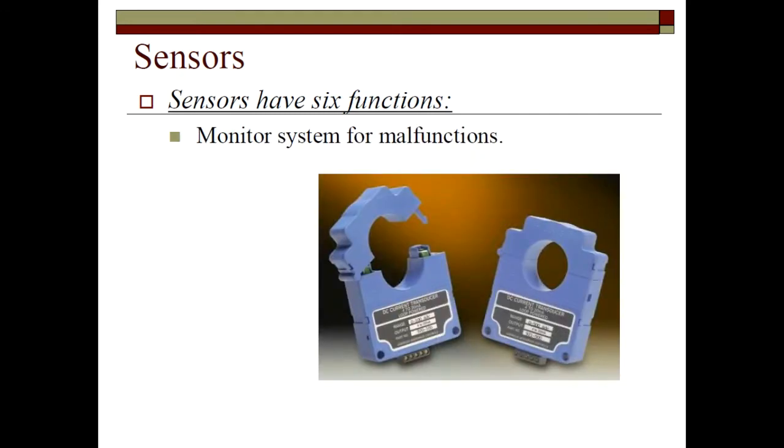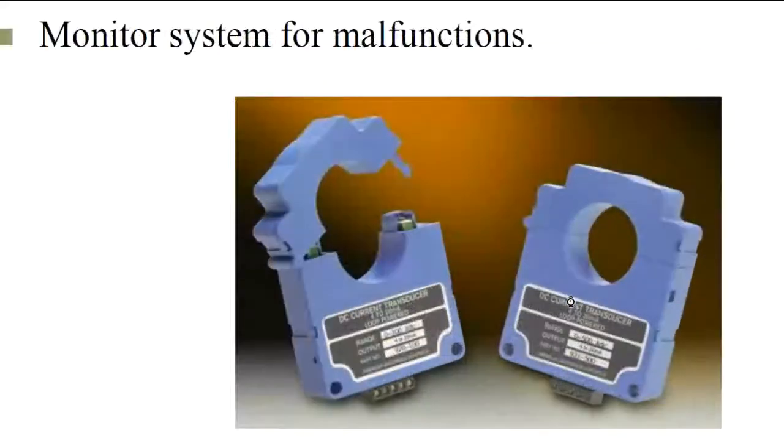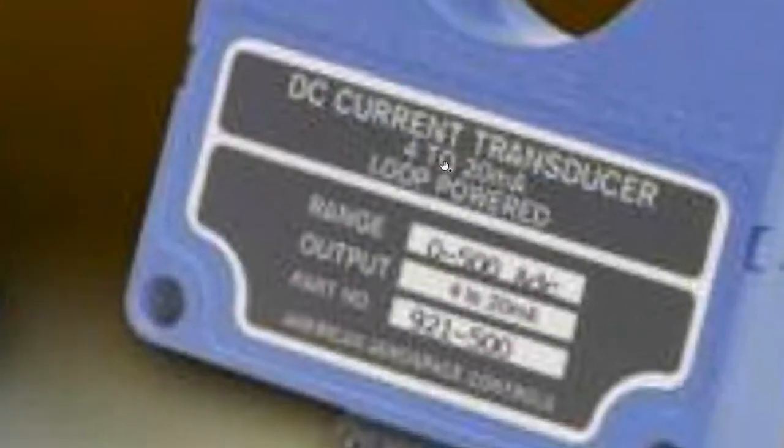All right. The other type of sensors are, we're on number 4 here. The fourth type is to monitor the system for malfunctions. And so in this case, the sensors shown in the diagram are actually current sensors. So these, you can see here, if I zoom in a little bit, are to measure DC current.